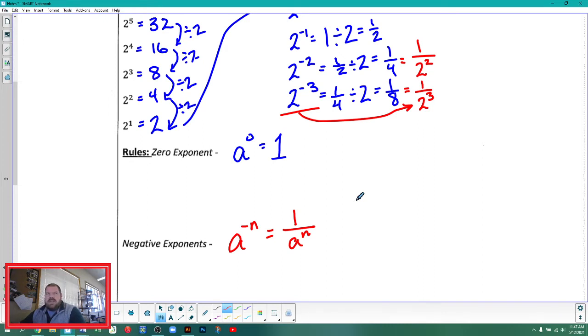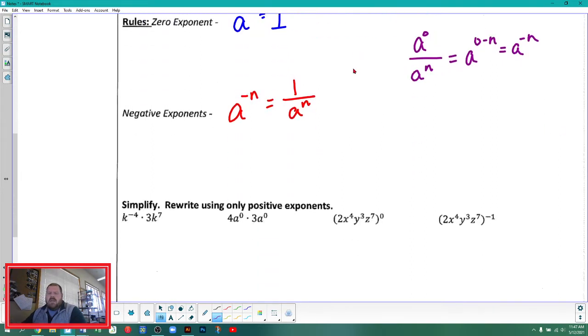Okay, and you could see this in action based on things we've already talked about. What I'm looking at here is any number to the 0 power, which I know is 1, over any number to the n power. We talked about the quotient rule yesterday, so this would simplify to a to the 0 minus n, and 0 minus n is negative n. That's where that rule comes from as well. But also, we just see that repeating pattern.